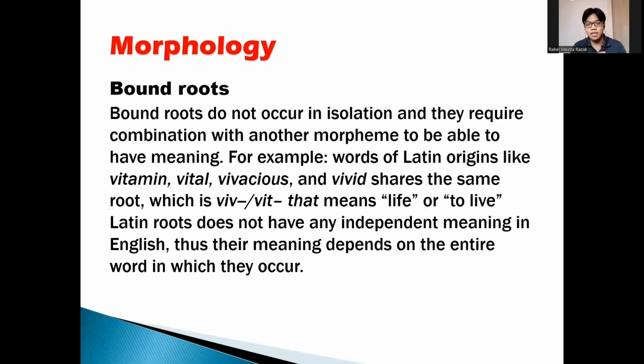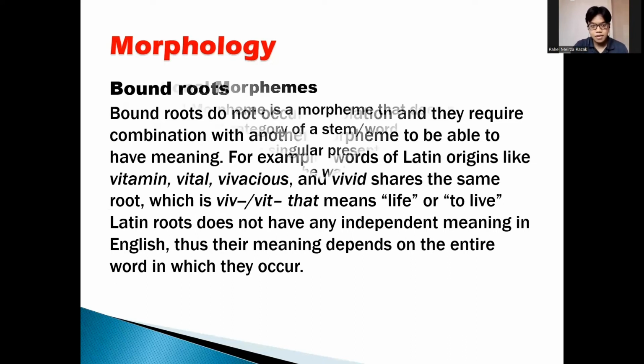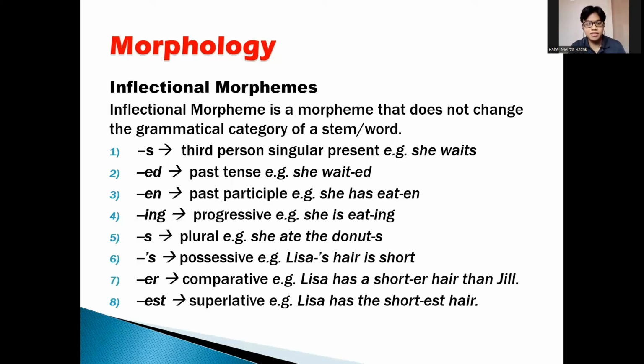Next is bound roots. Bound roots do not occur in isolation and they require combination with another morpheme to be able to have meaning. For example, words of Latin origins like vitamin, vital, vivacious, and vivid share the same root, which is viv or vit. That means life or to live. Latin roots do not have any independent meaning in English, thus their meaning depends on the entire word in which they appear.